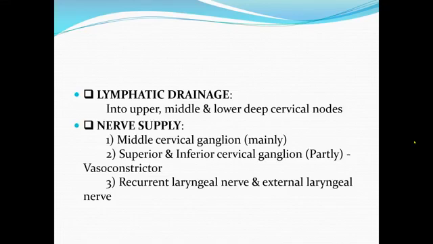Posterior cricoarytenoid, lateral cricoarytenoid, thyroarytenoid, aryepiglottic, thyroepiglottic: these intrinsic muscles are supplied by the recurrent laryngeal nerve, and cricothyroid is supplied by the external laryngeal nerve. That is a very important question for viva.